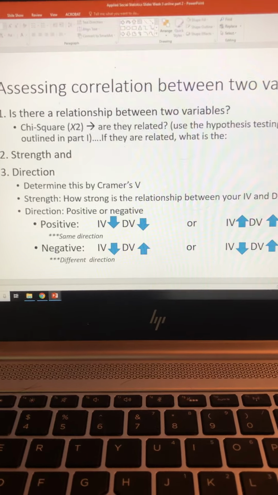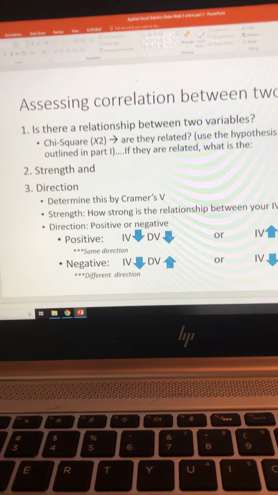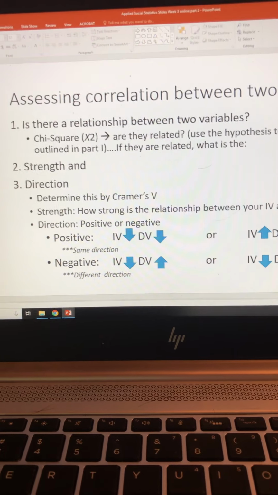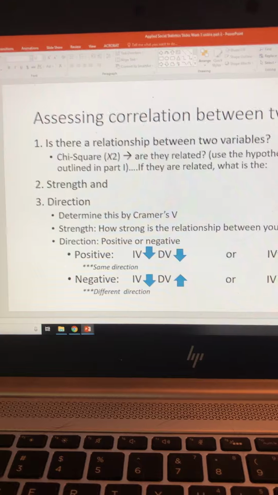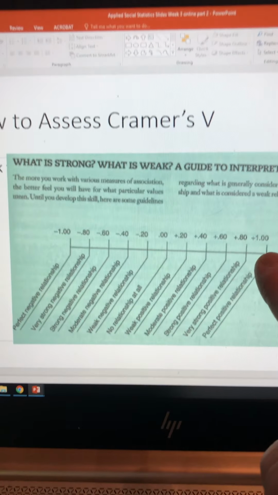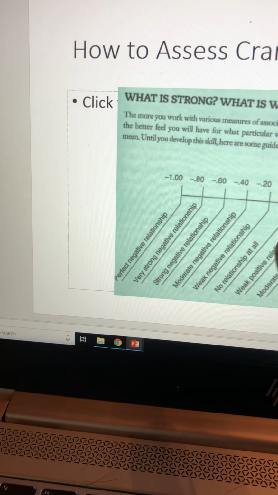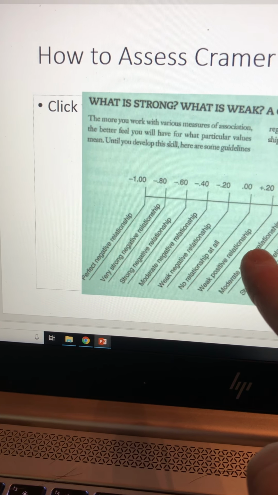Okay, so back to it. Just to wrap up, we can determine the relative strength of the association based on the Cramer's V. Cramer's V will always be between 0 and 1, always positive. Values closer to 1 indicate a really strong relationship, whereas values closer to 0 indicate a relatively weak one.